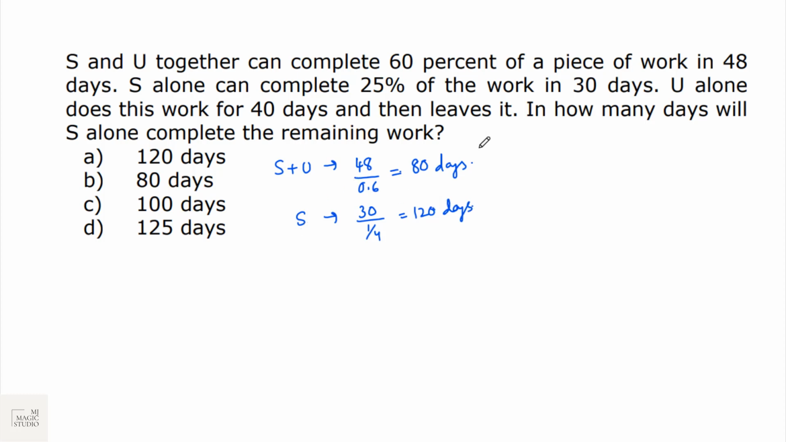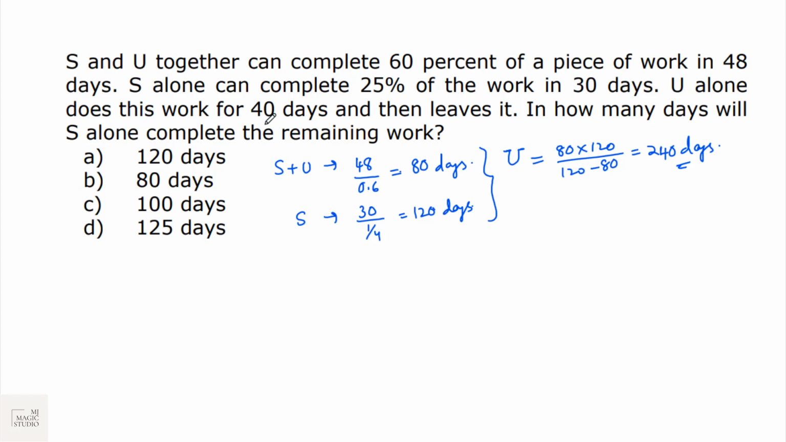Now if I subtract these two, I can find how many days U will take if working alone. And we know the subtraction formula: product by difference. So it goes 80 times 120 by 40, which is 240. If U is working alone, he will take 240 days.